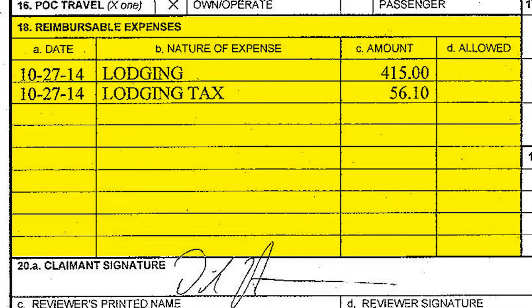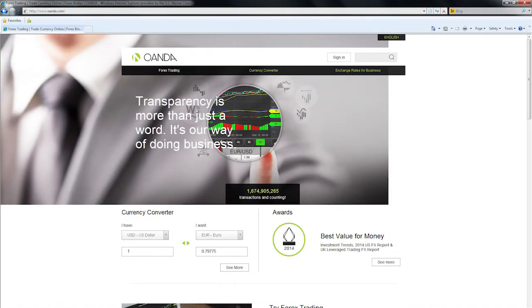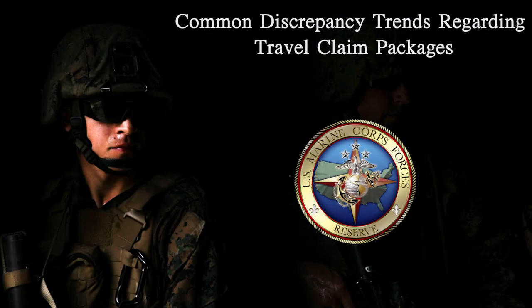Miscellaneous receipts. All other receipts not mentioned above must be legible and clear, with the exact expense claimed in Block 18 with cost. Another note to add is that any foreign TAD travel must include a copy of the currency conversion from the OANDA website. This concludes the Common Discrepancy Trends video regarding travel claim packages submitted to the MARFORRES IPAC.